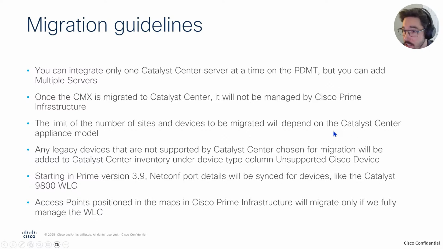The limit on the number of sites and devices to be migrated will depend on the Catalyst Center appliance model. So make sure when you are doing your migration, make sure that within Prime, the amount of network devices within it, both wired and wireless, check Catalyst Center's design documents and make sure that the amount of devices that you are migrating over matches what the appliance that you are using for Catalyst Center supports.